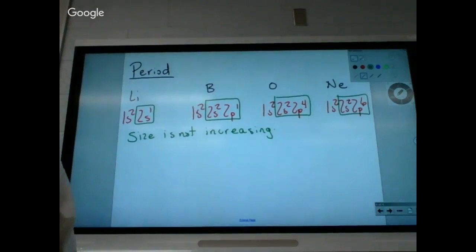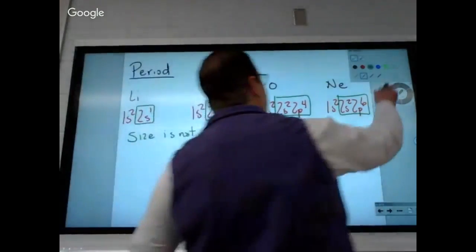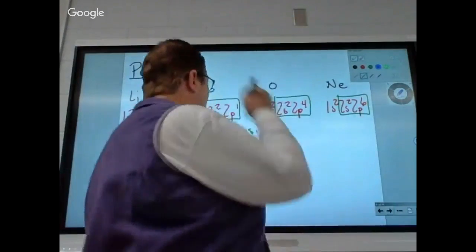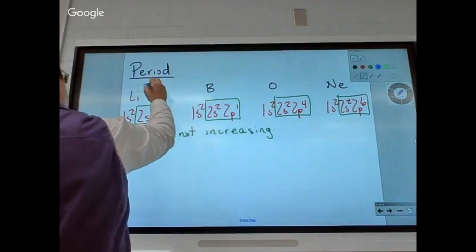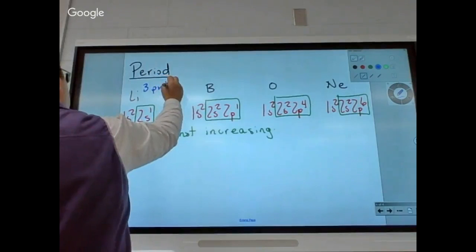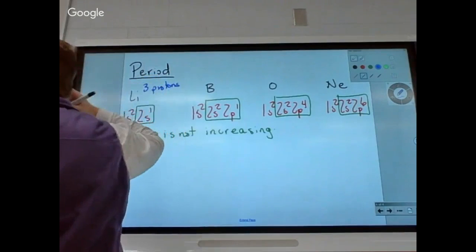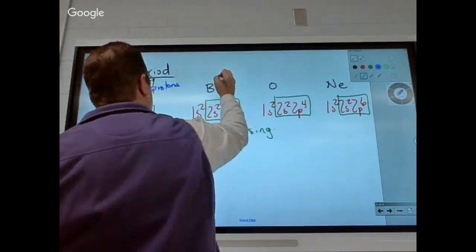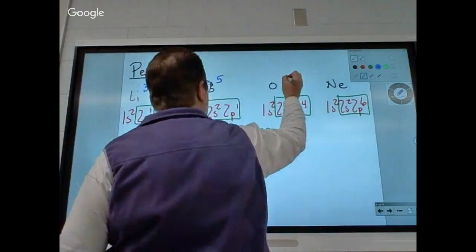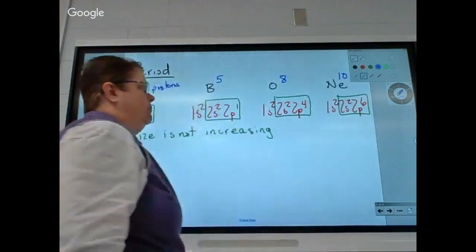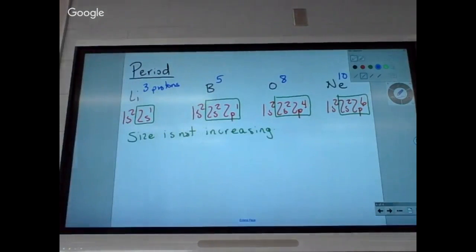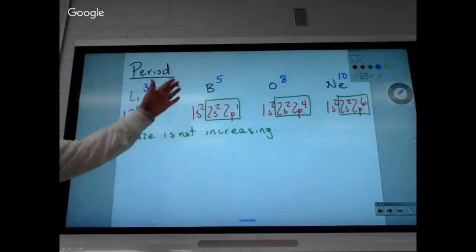How do we decide? All right. Look at your protons. If we look at lithium, up there, lithium has 3 protons. Boron has 5 protons. Oxygen has 8 protons. And neon has 10 protons. Okay? Do the protons have any impact on those elements?